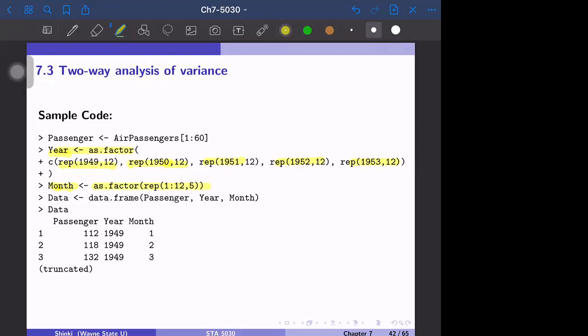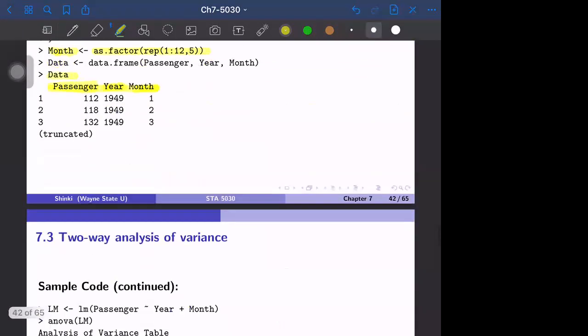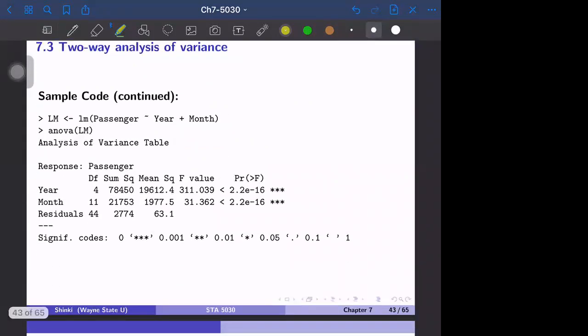We use these vectors as factor vectors, so we make them with as.factor. Then with these two vectors becoming factor vectors, the data becomes this: passenger, year, and month. We want to regress the number of passengers on year and month, two factors. And we can still use the lm function, passenger on year and month. Then anova on the lm, and we can get the analysis of variance table.